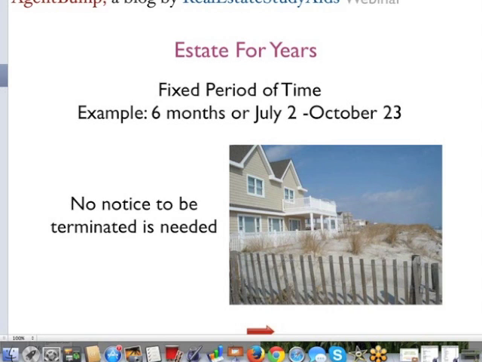So why is there no notice needed to terminate? Why don't I have to give notice to my landlord telling him I'm leaving? Because they rented it through those months and they already have an end date. Excellent. That is perfect. You don't need to give notice because you already told them when you're leaving the moment you started. Perfect.